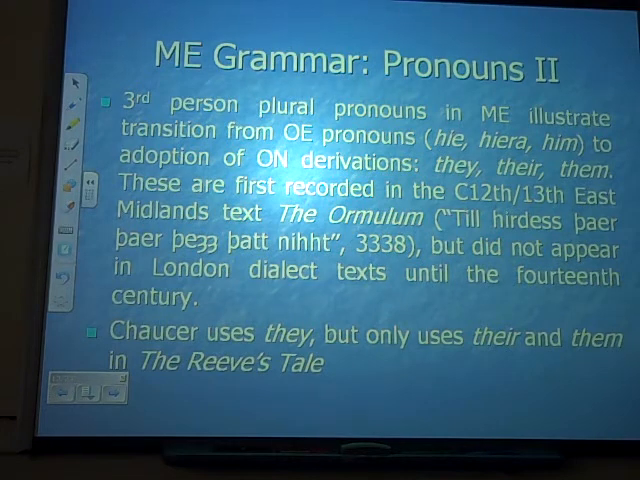And obviously it's appearing in Cursor Mundi and the Ormulum, being Midlands texts, they've got certain amounts of Old Norse. It's dependent upon where Old Norse settlement was more condensed. It did not appear in London until later though. Chaucer uses they a lot. That's the only one that gets in, but he only uses there and them in the Reeve's Tale, which suggests that Chaucer considered there and them to be particularly northern terms. It would usually be used in the northern dialect, because the Reeve's Tale is that tale which is written in the northern dialect.